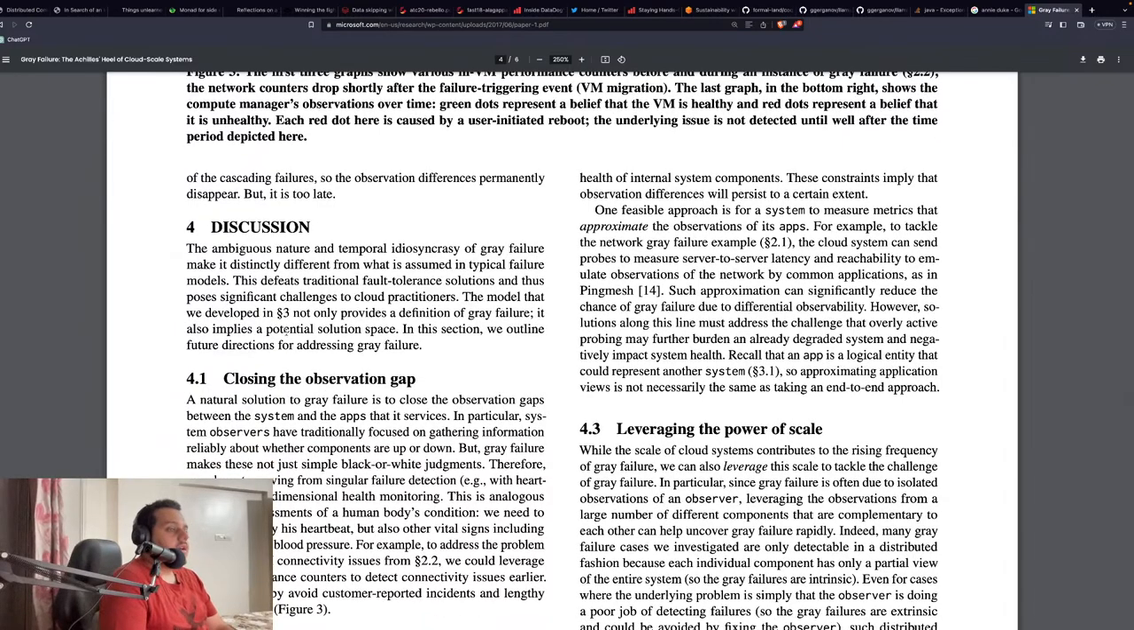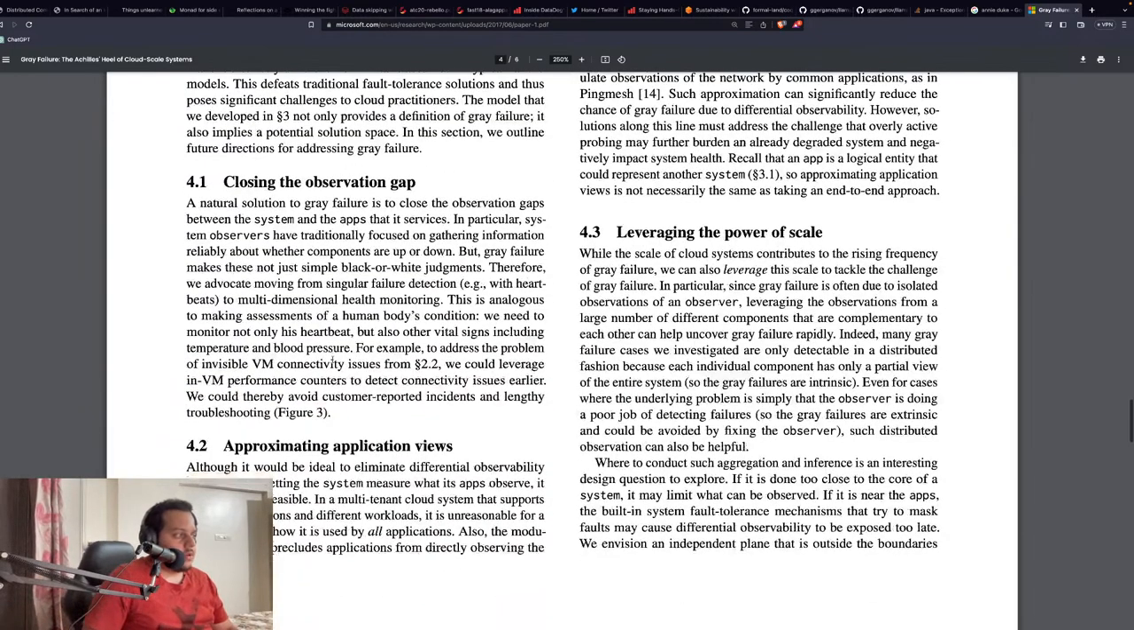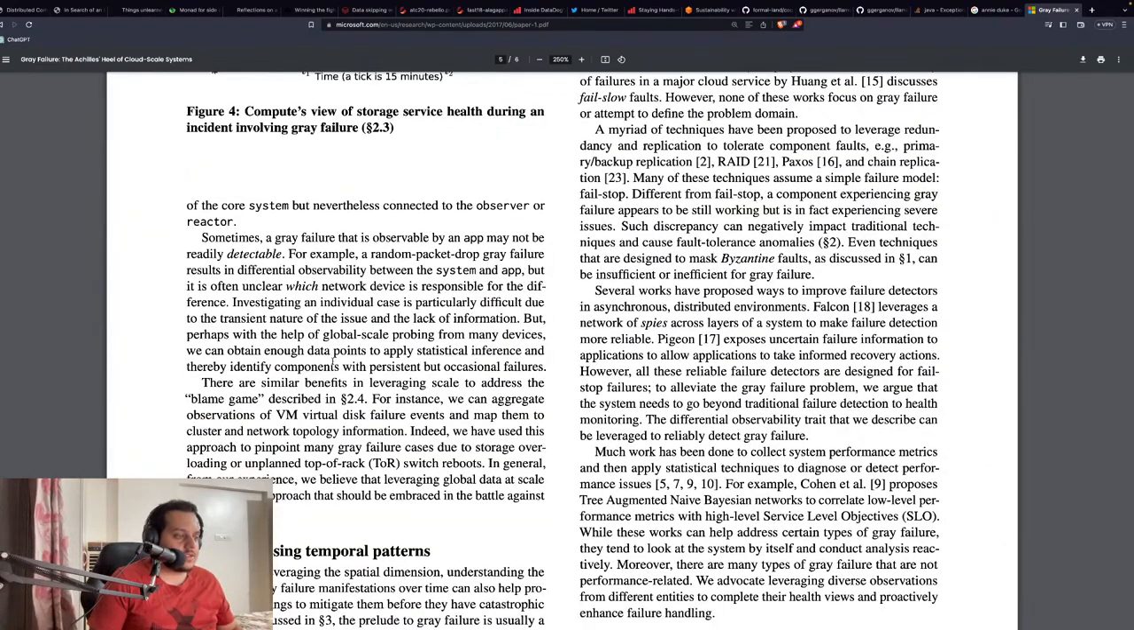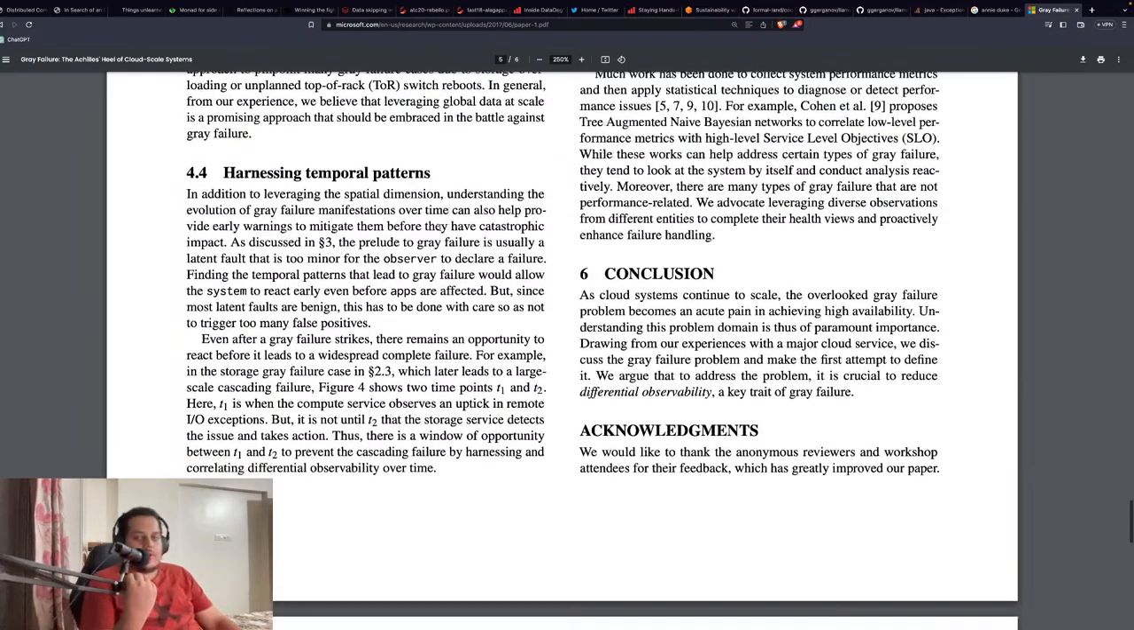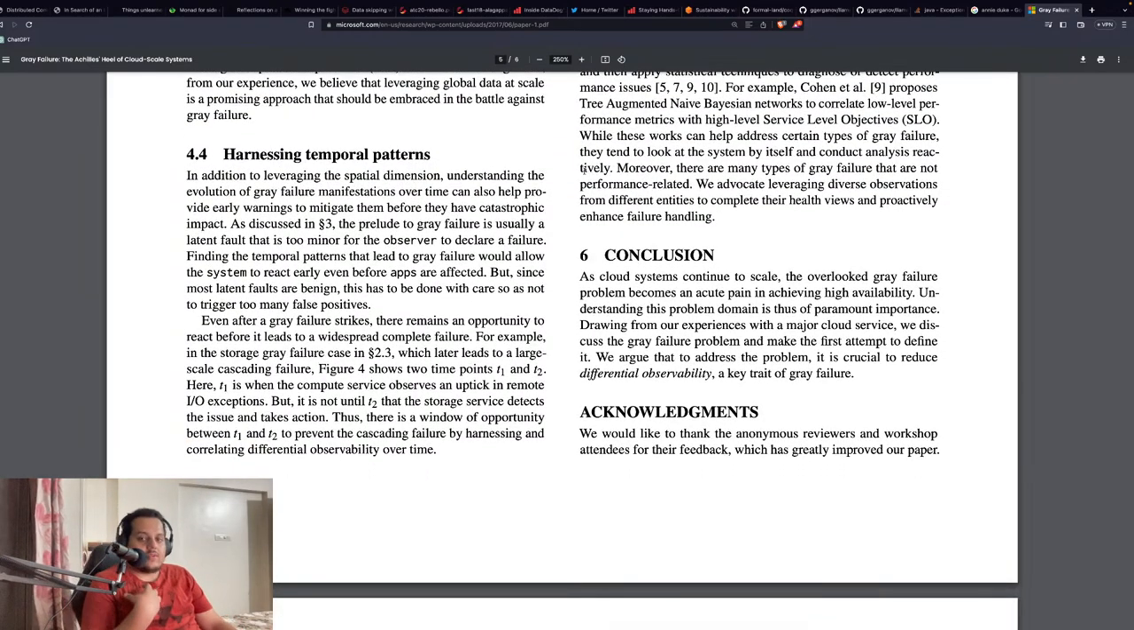So what is the solution? How do we solve gray failures? As cloud systems continue to scale, the overlooked gray failure problem becomes an acute pain in achieving high availability. Understanding this problem domain is thus of paramount importance. Drawing from experience, we argue that it is crucial to reduce differential observability. So basically the paper is claiming that if we reduce differential observability in the design, then we will be able to overcome gray failure. I think that is what is being claimed by this paper.